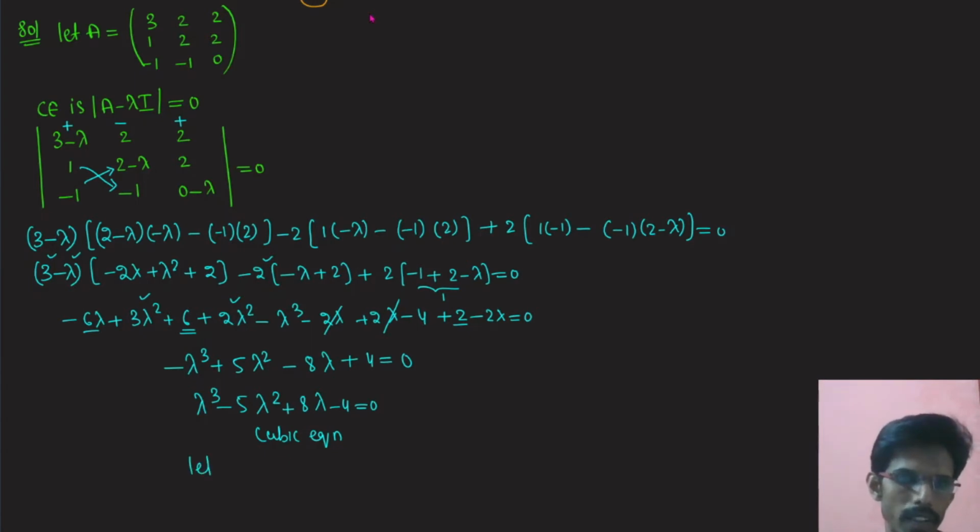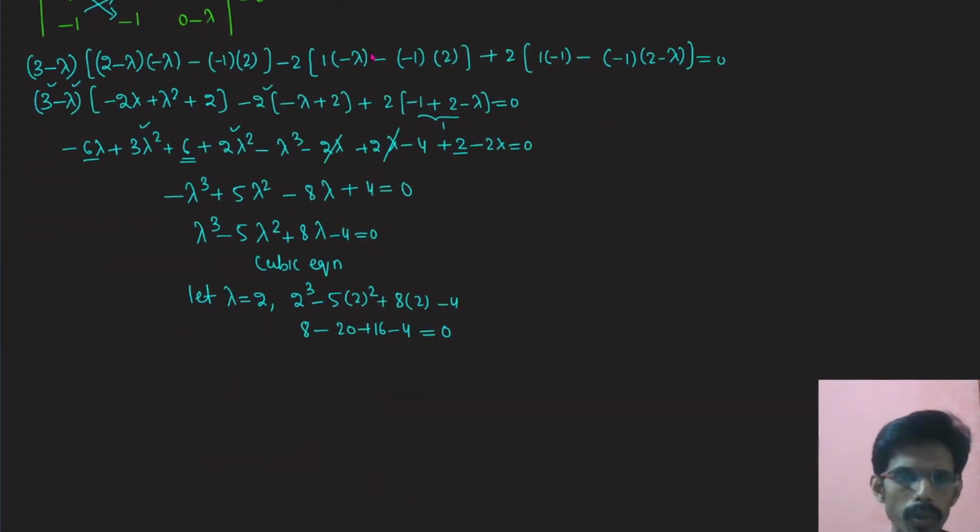Now let us take, for inspection, lambda equal to 2. Put lambda equal to 2 in the above equation. We have 2 cube minus 5 into 2 square plus 8 into 2 minus 4. 2 cube value is 8. 2 square is 4, 4 5s are 20, plus 8 2s are 16 minus 4. So this will become 0. So lambda equal to 2 is a root of the characteristic or cubic equation.